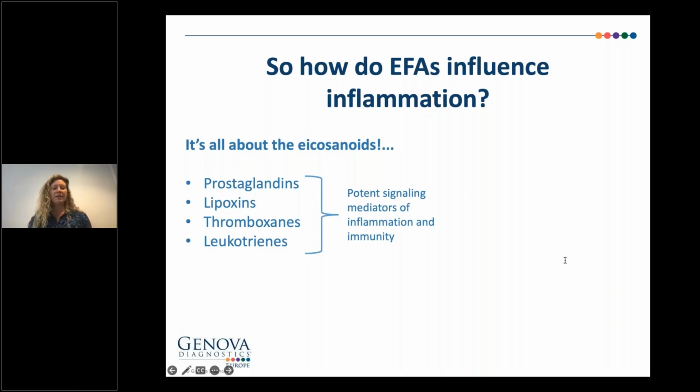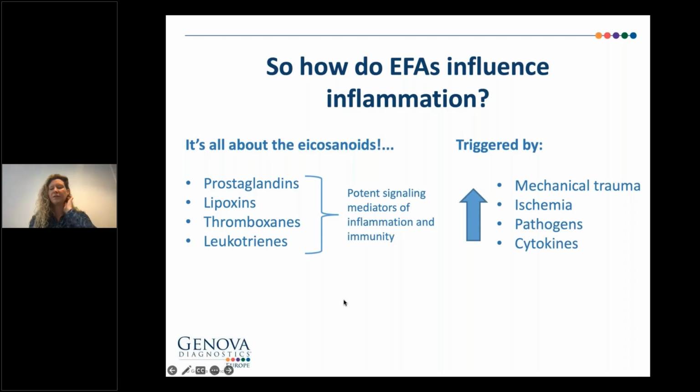Essentially, they constitute a large and expanding family of lipid signaling molecules, which are key mediators and regulators of inflammation and immunity, and are generated from omega-3 and omega-6 fatty acids through enzymes like the COX, LOX, and the cytochrome P450 enzymes, and I'll go through that in more detail in the other slides. So what are they triggered by? They are essentially activated by different stimuli like trauma, ischemia, pathogens, and pro-inflammatory cytokines.